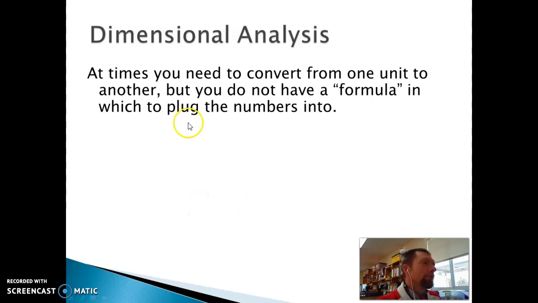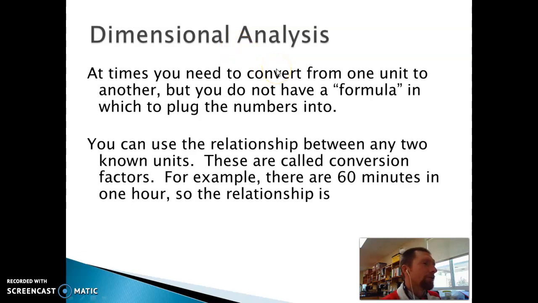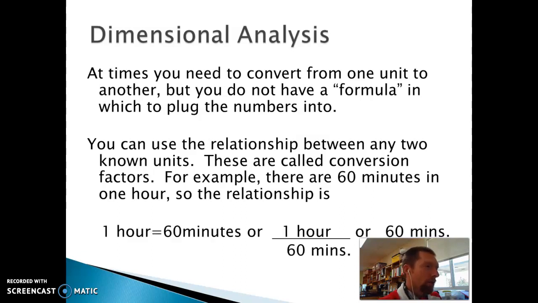So dimensional analysis is all about converting from one unit to another, but you're not going to use a formula necessarily to do so. So we're changing from one dimension or one unit to another in dimensional analysis. Okay, so we can use a relationship between any two known units, and those are called conversion factors. An example of a conversion factor is 60 minutes equals 1 hour.